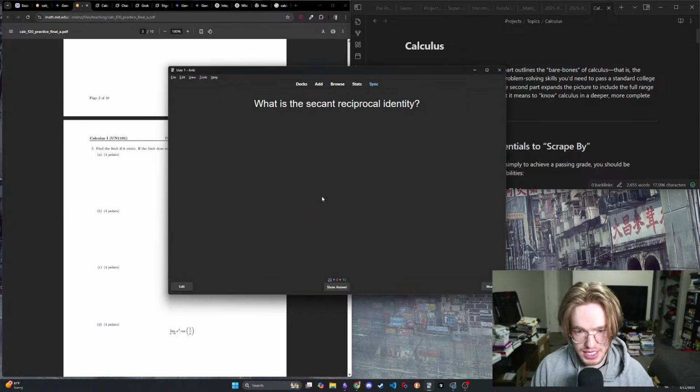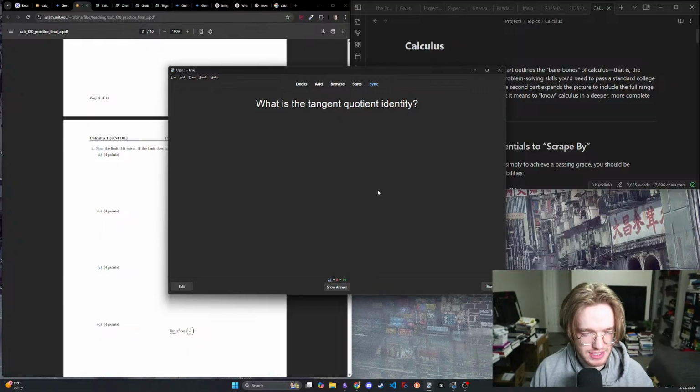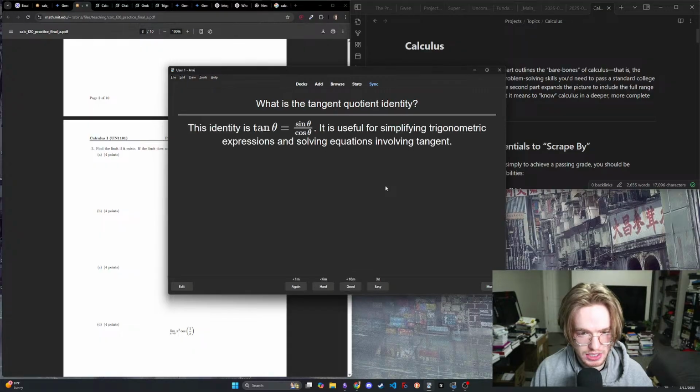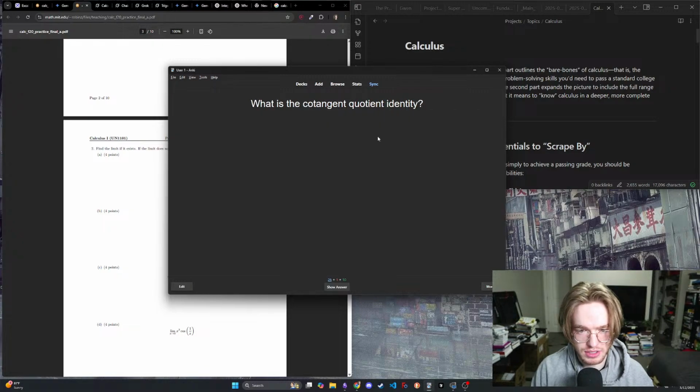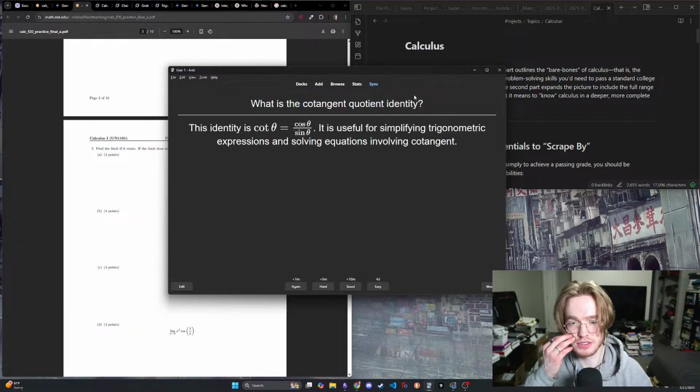Perfect. Okay, the secant reciprocal identity. This would be 1 over cosine. Tangent quotient identity. I think it's like sine over cosine. Yeah, okay. I'm going to send that through again because it was a little unsure. The cotangent, this would be cosine over sine. Okay, a good way to remember is that for the cotangent quotient identity, we have cotangent, cosine on top.